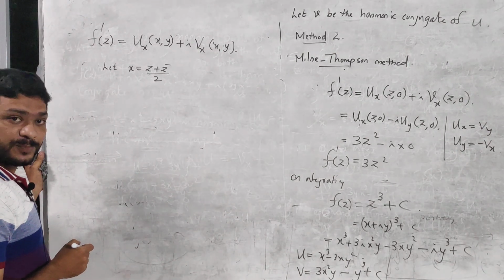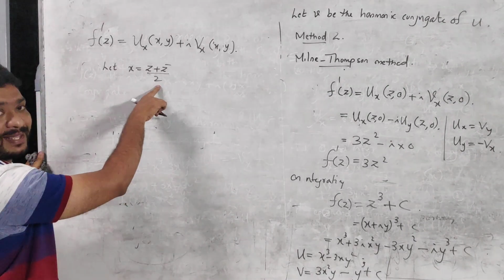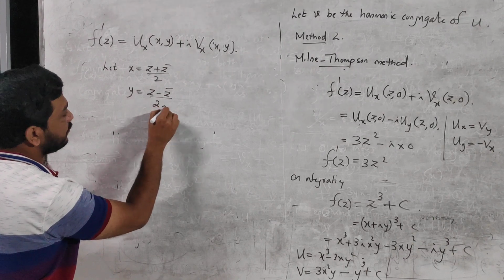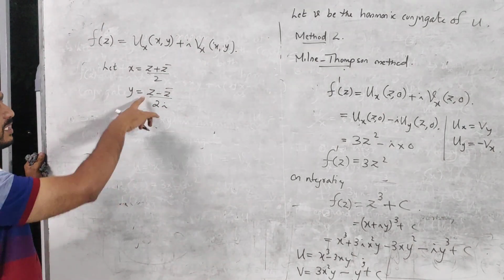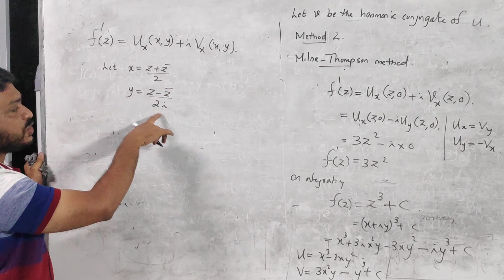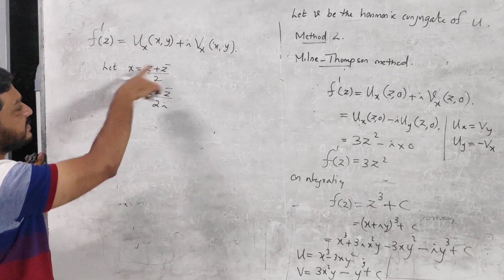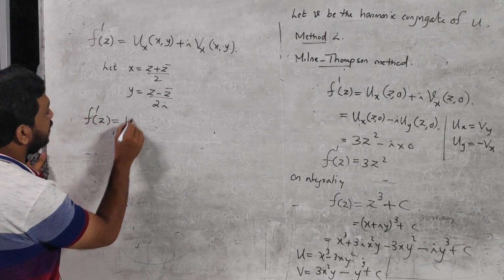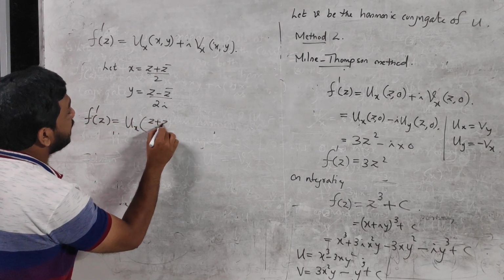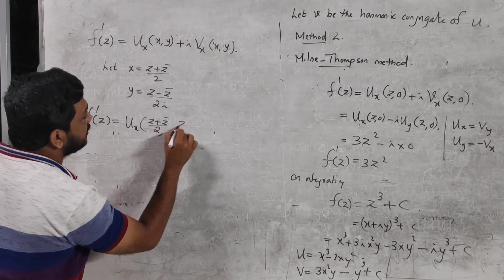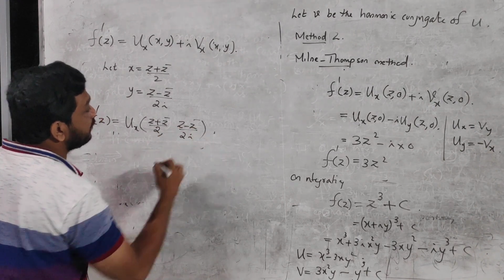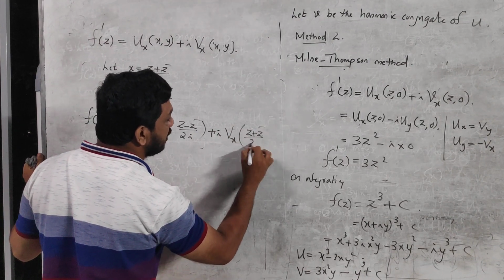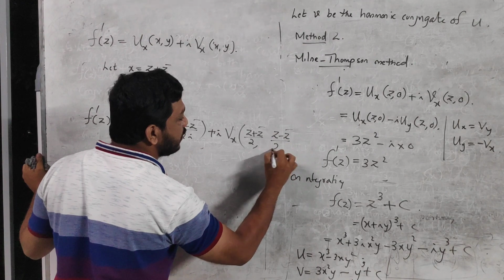So x plus iy plus x minus iy makes 2x, and 2x by 2 is x. And replacing y by z minus z bar by 2i. No doubt, all of you know, x plus iy minus (x minus iy) by 2i is simply y. Just replacing x and y here, this makes the formula f dash z equal to ux of (z plus z bar by 2, z minus z bar by 2i) plus i into vx of (z plus z bar by 2, and once again z minus z bar by 2i).